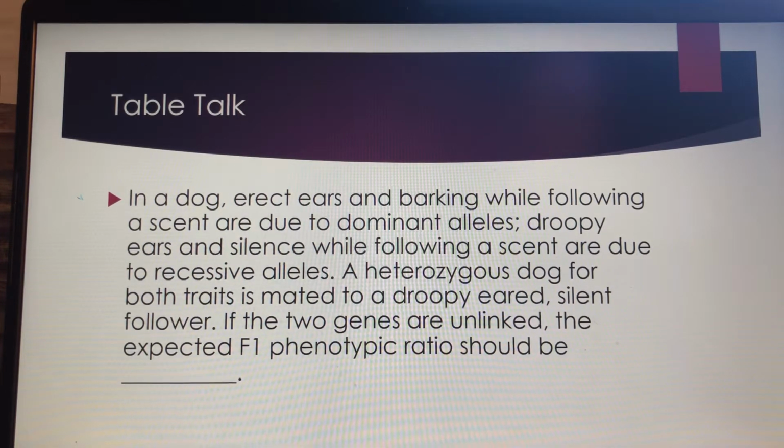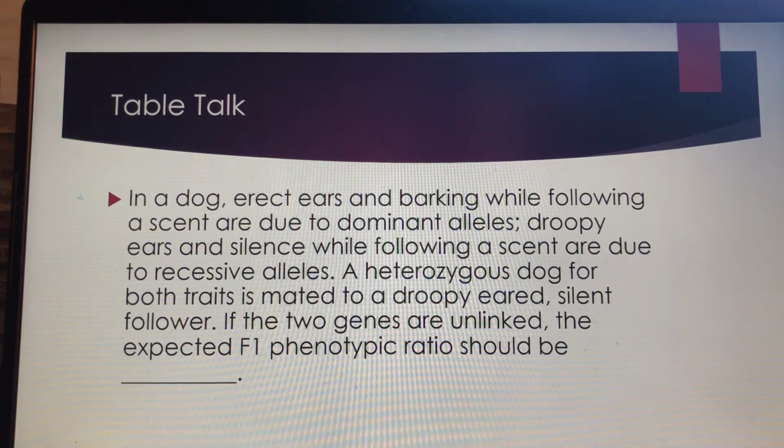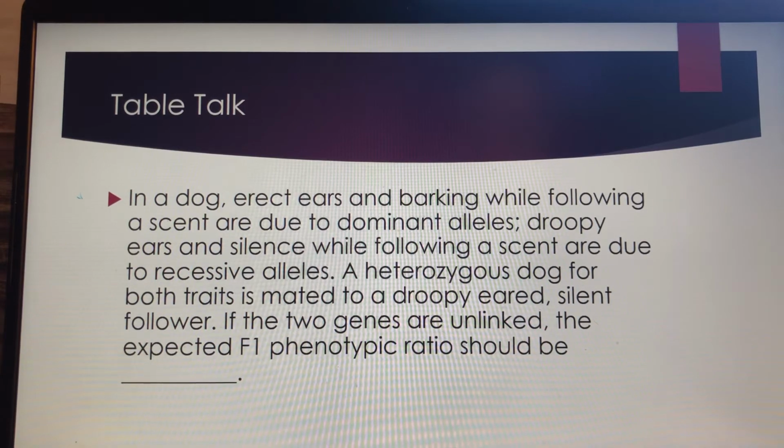Before I start the lecture today, I'd like to remind you about this table: a dihybrid cross of dogs with erect ears and barking with a dog that has droopy ears and is silent. This will be on your test, and it involves setting up a dihybrid cross and analyzing the offspring. So make sure that you can successfully fill this out.